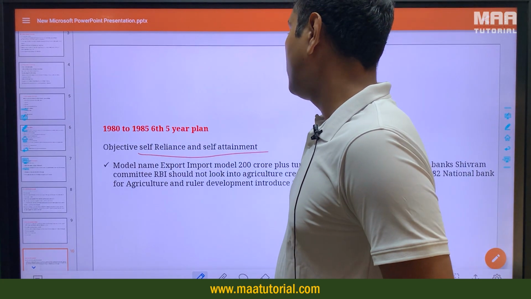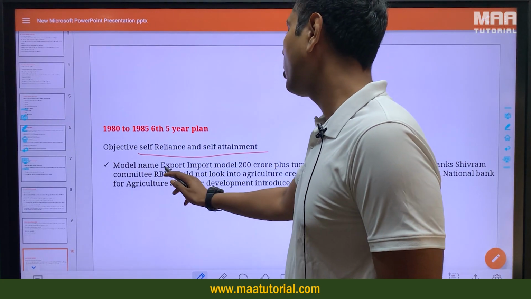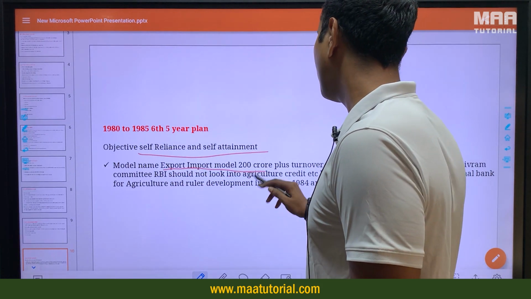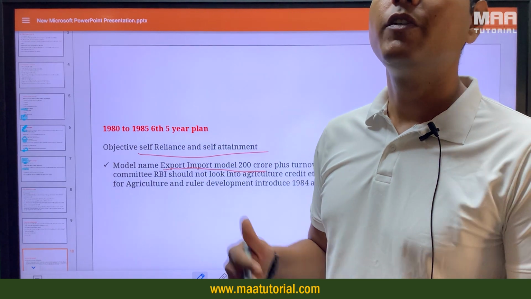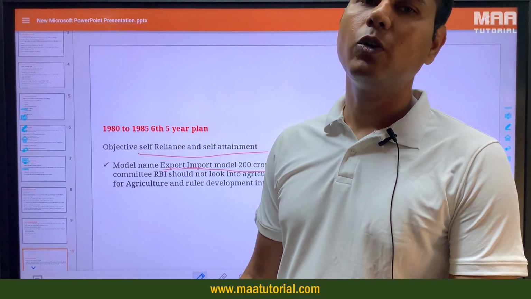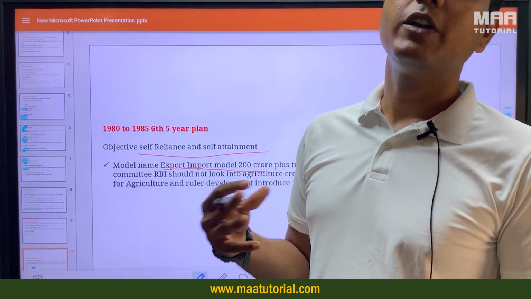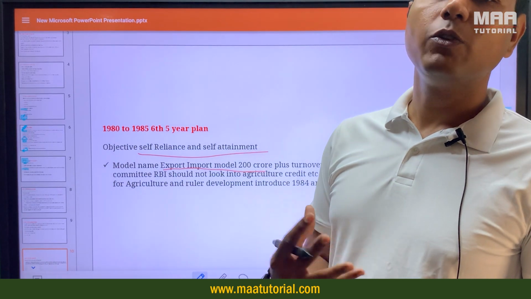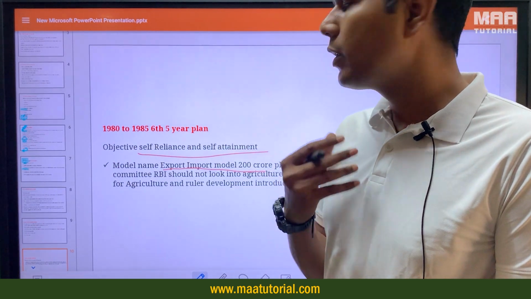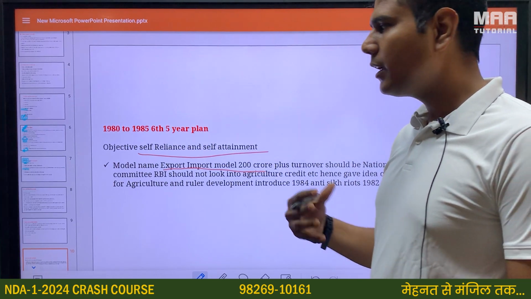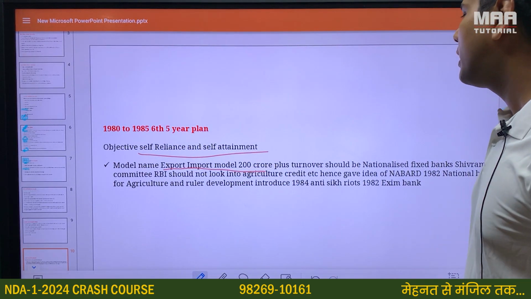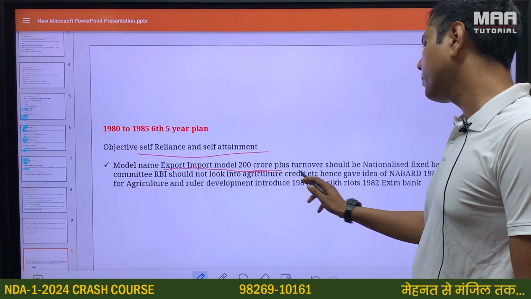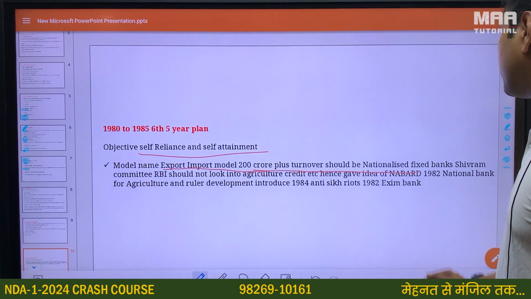The model name is export import model. It is also called export import model because there was a lot of focus on export and import. We were observing that China was doing very good, South Korea was doing very good, and other Southeast Asian countries were doing very good on the basis of export economy. So having international trade was helping them. So we also decided to do this. Again, 200 crore plus turnover, nationalized fixed bank.